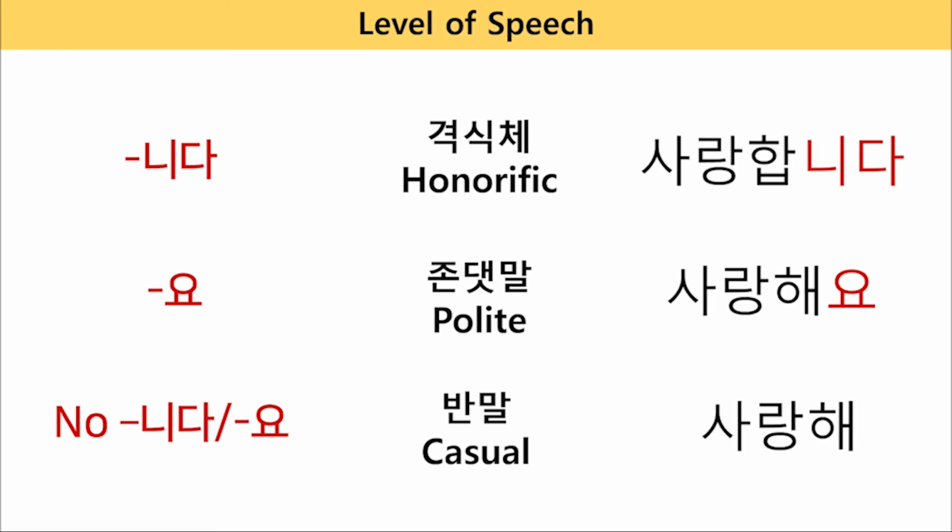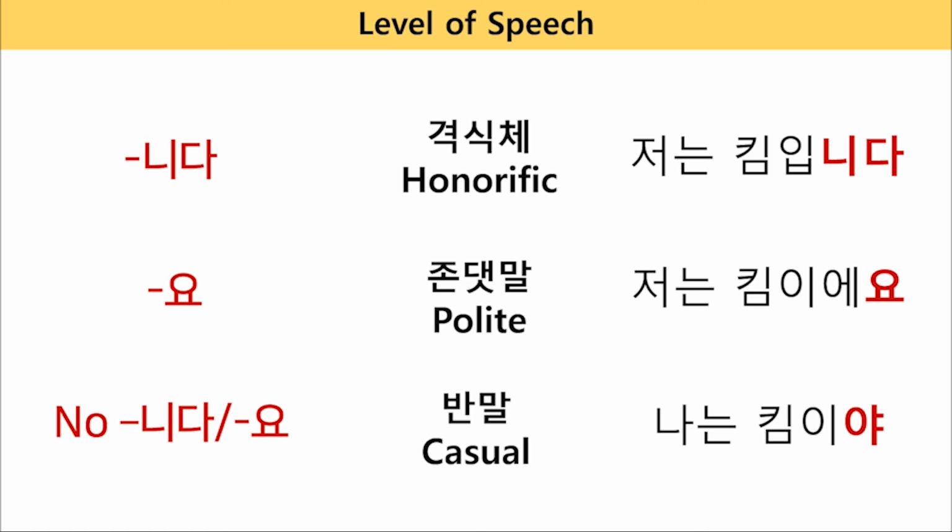Another example is I love you. In 격식체, it is 사랑합니다. See again the 니다 at the end. In 존댓말, it is 사랑해요. Again, there's the 요 at the end. In 반말, it's just 사랑해.